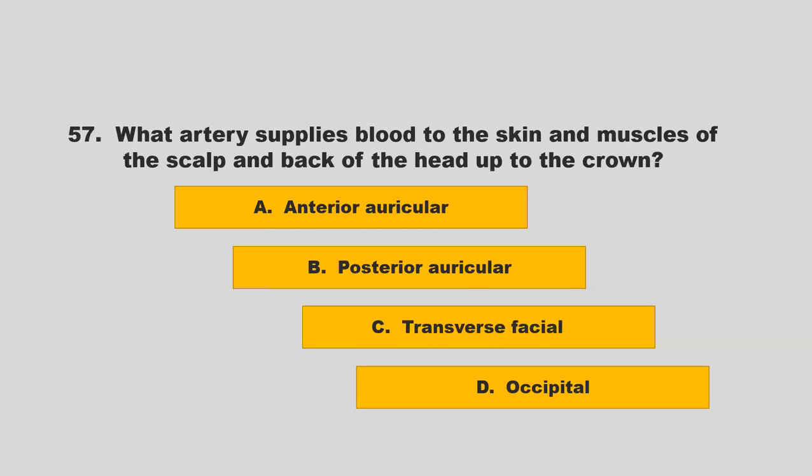What artery supplies blood to the skin and muscles of the scalp and back of the head up to the crown? Anterior auricular, posterior auricular, transverse facial, occipital. If you chose D, occipital, you are correct.